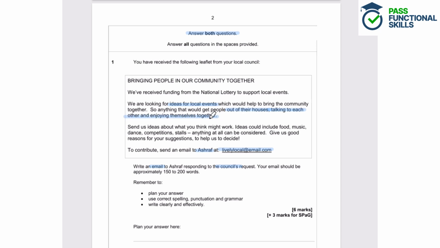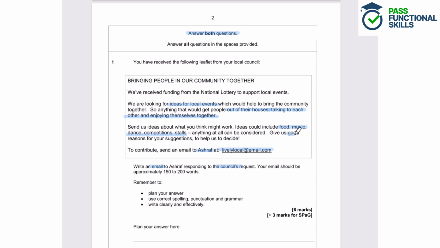So think creatively about ideas that you could do. For example, you might want to hold a community sports day. That would definitely get people out of their houses and socialising. So we've got some examples of other ideas that we could include, like food, music, dance, competitions or stalls. So you could hold a fair of some kind, or a music festival or a food festival.